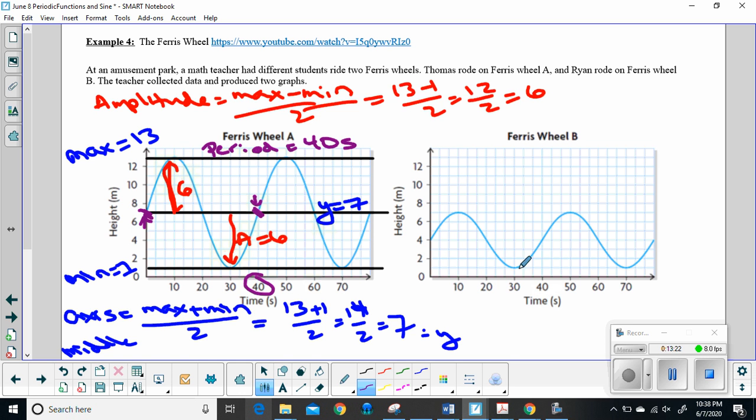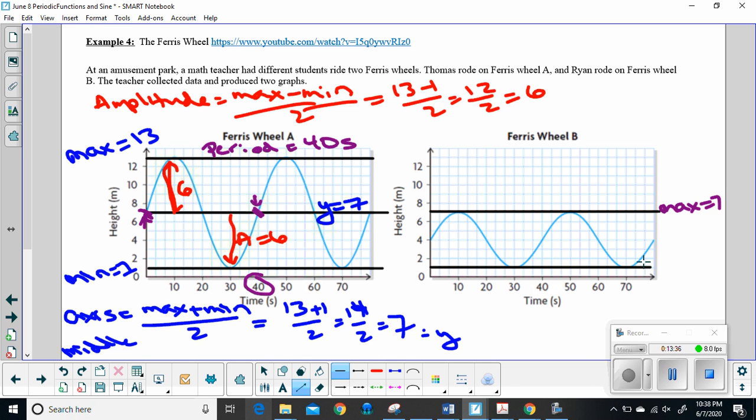How about this one? Well, let's see. I go up and down again. I have a maximum of 7. Max is 7. I have a minimum down here of 1.